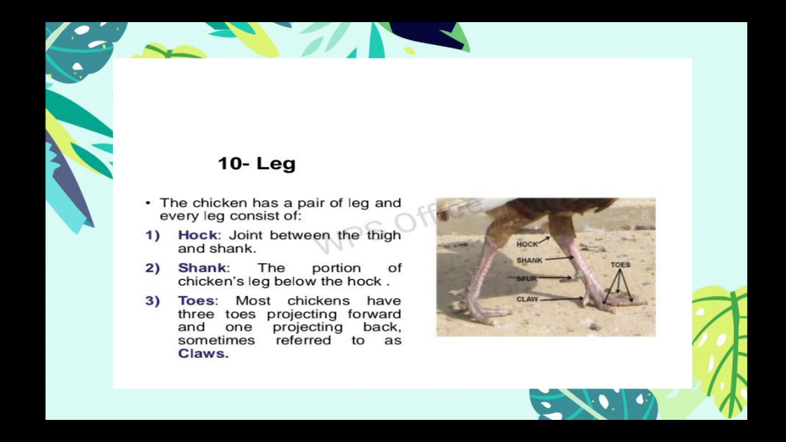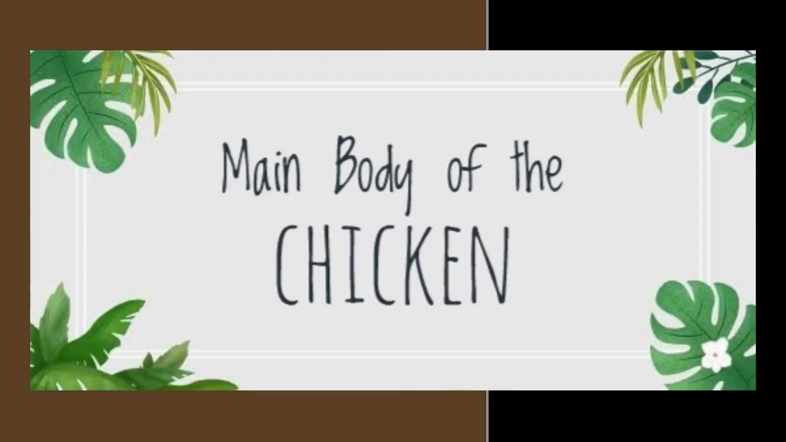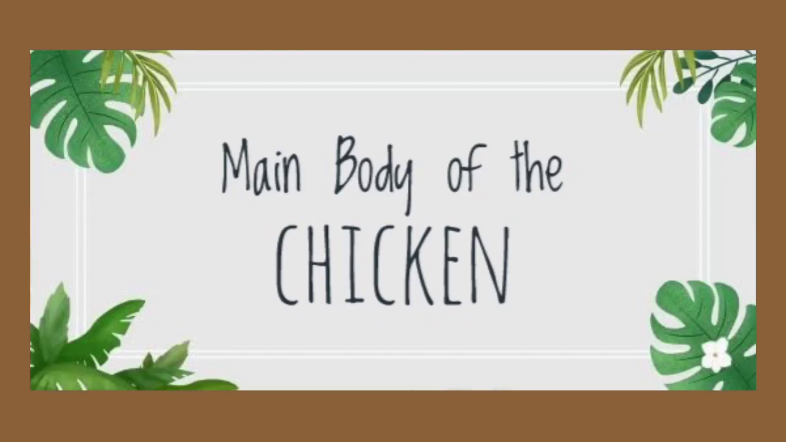A leg. The chicken has a pair of legs, and every leg consists of a hock, the joint between the thigh and shank. Shank. The portion of a chicken's leg below the hock. Toes. Most chickens have 3 toes projecting forward and one projecting back, sometimes referred to as claws. Main body of the chicken.